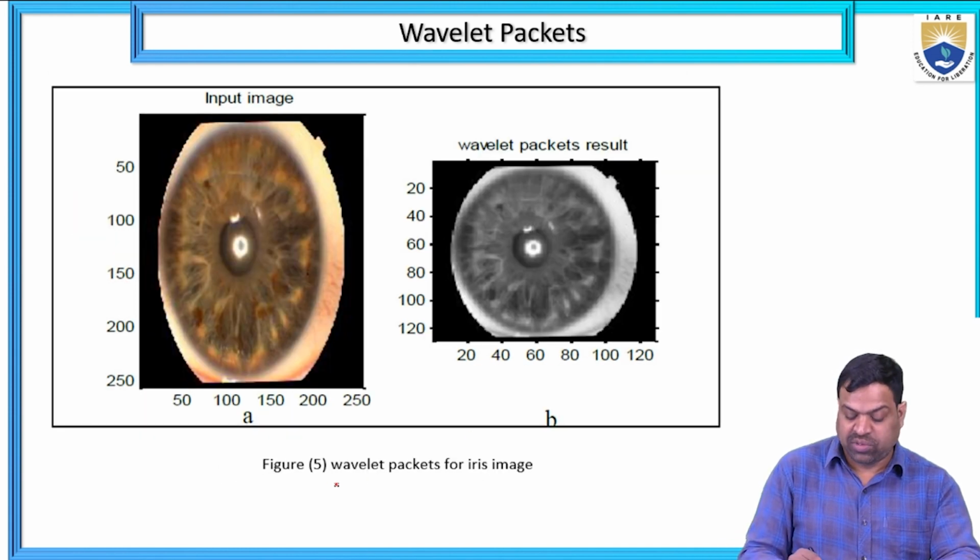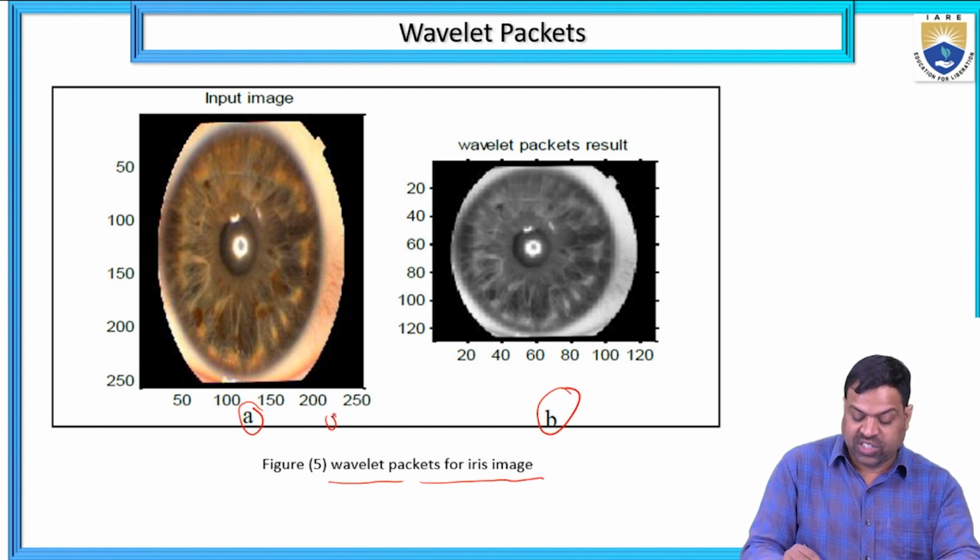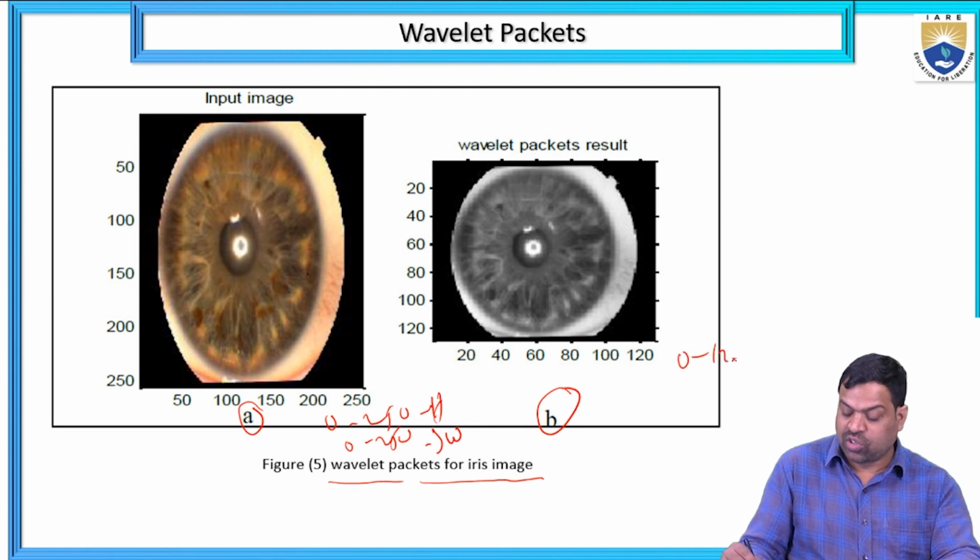Here also the same thing, the wavelet packets for the iris image. Here in figure A and figure B, what is the range? 0 to 250 and 0 to 250, it is the height and it is the width. Here also 0 to 120 height and 0 to 120 width. So the height and width.